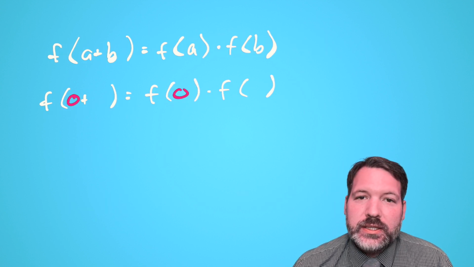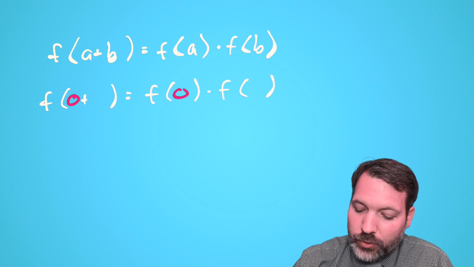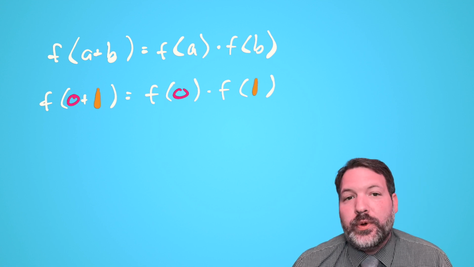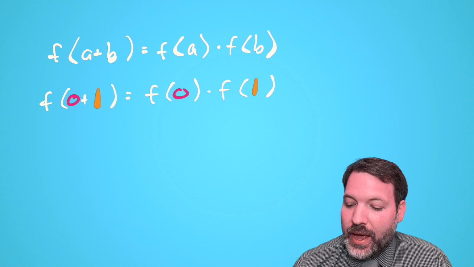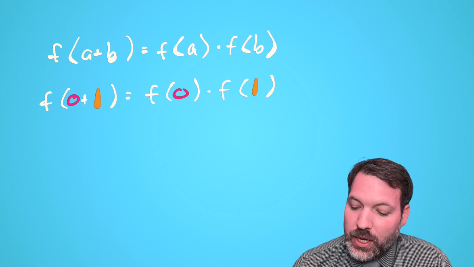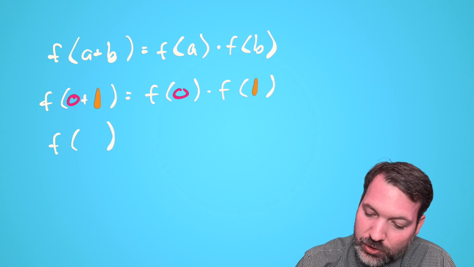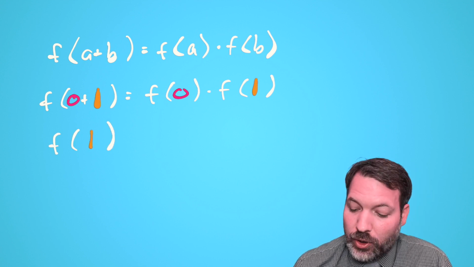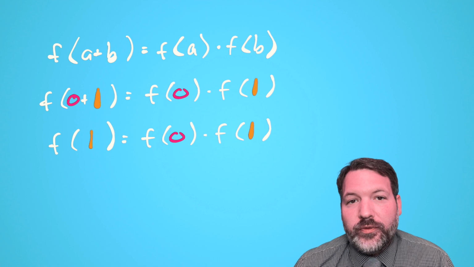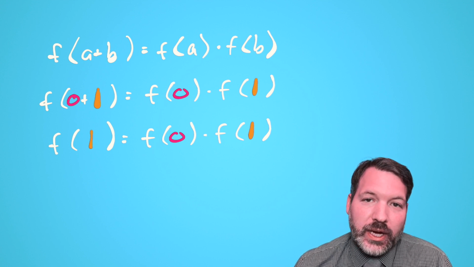Probably the next easiest sum to compute after 0 plus 0 would be 0 plus 1. So if we had a function that was obeying this property, f of 0 plus 1 should be equal to f of 0 times f of 1. But of course, f of 0 plus 1 is just the same thing as f of 1. 0 plus 1 is 1. So we need f of 1 to be equal to f of 0 times f of 1.